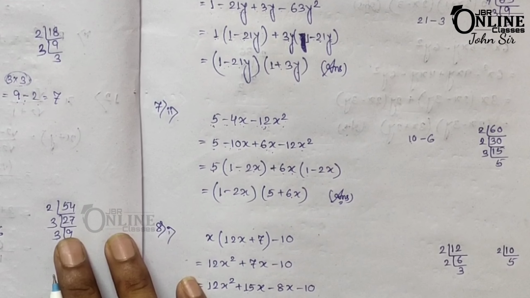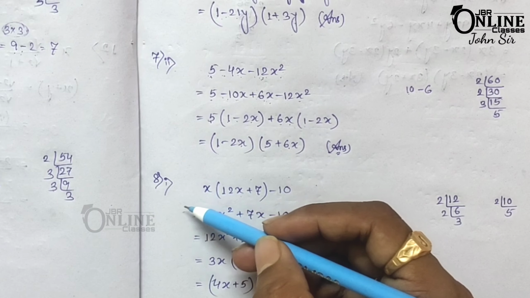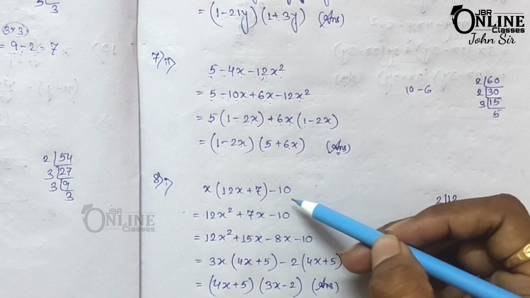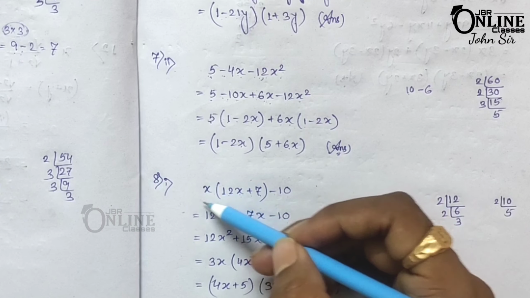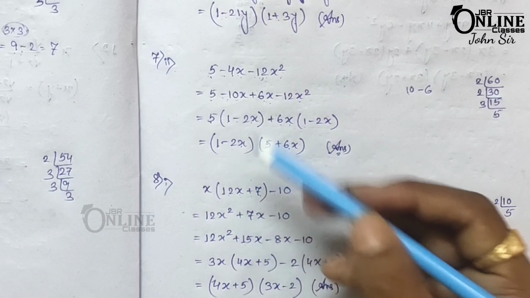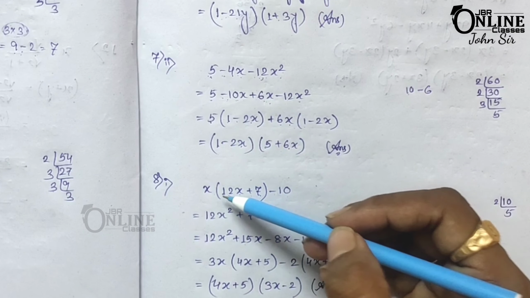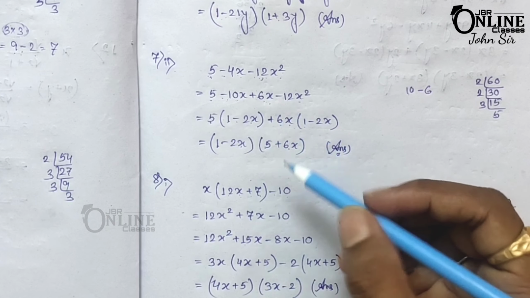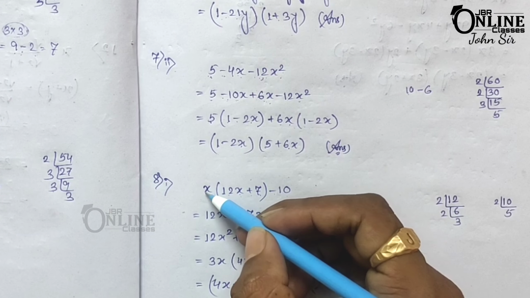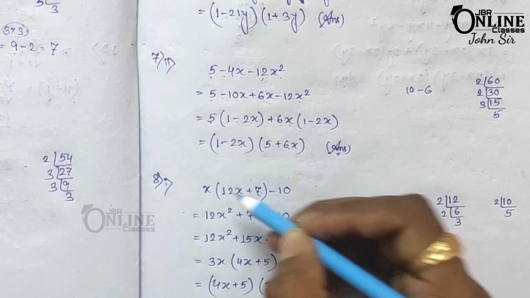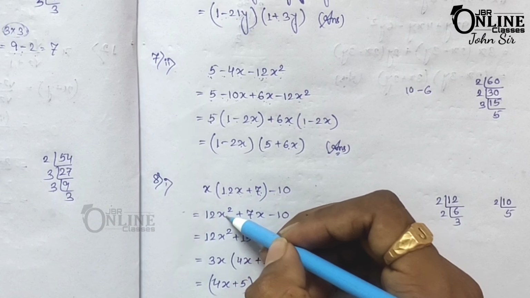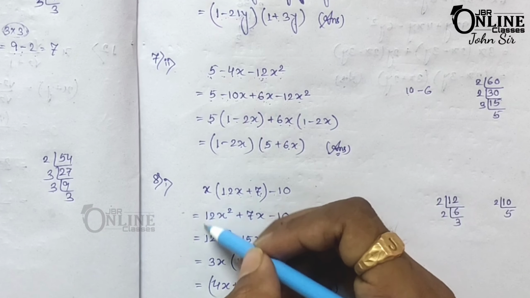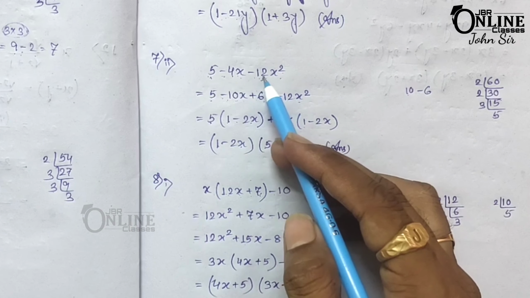Now sum number 8. So here sum number 8(1). x into 12x plus 7 minus 10. Okay, so as the given expression is not like the previous one, first you have to make this expression into the form of the previous one. So first you have to multiply x with these two terms. So here x into 12x, 12x square, x into 7, 7x minus 10. Okay, now this expression looks like the previous one.